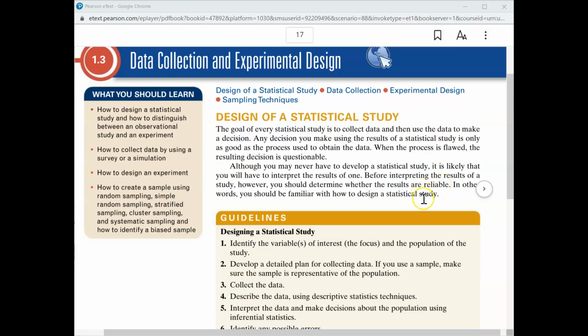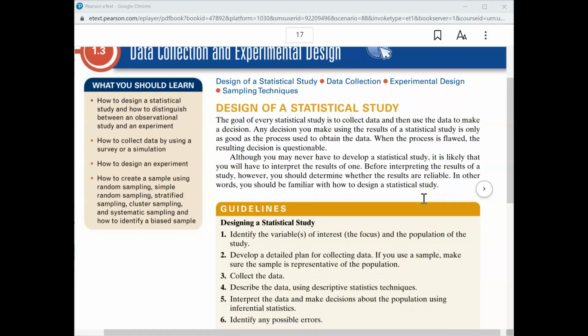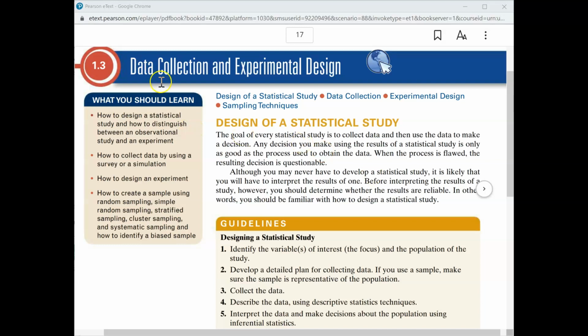Hello again, Math 200, on to section 1.3. So section 1.3 is about data collection and experimental design.